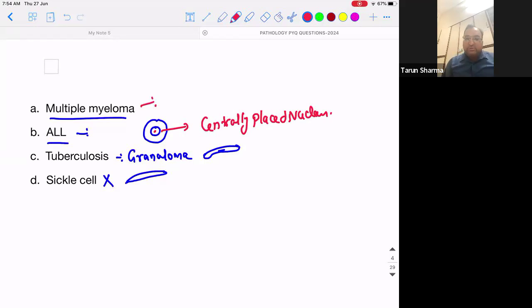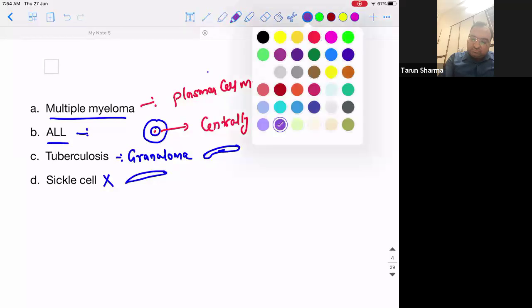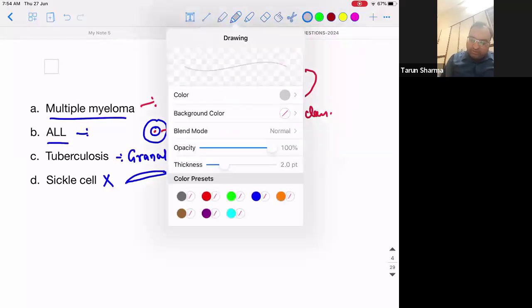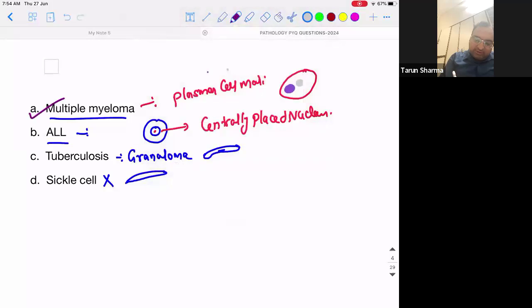In which condition? Multiple myeloma. What is multiple myeloma? It's a plasma cell malignancy. And here you are going to see the plasma cells. What are the plasma cells? Plasma cells are the cells which have an eccentric nucleus like this, not present in the center, and around the nucleus you are going to see a clear area, a halo around the nucleus, the perinuclear halo. That is very, very important about plasma cell morphology. So that's why the answer here is multiple myeloma.